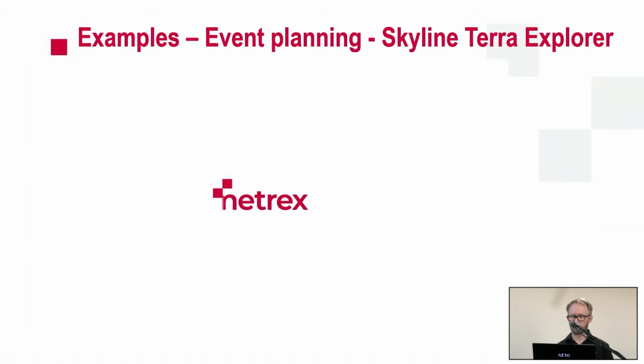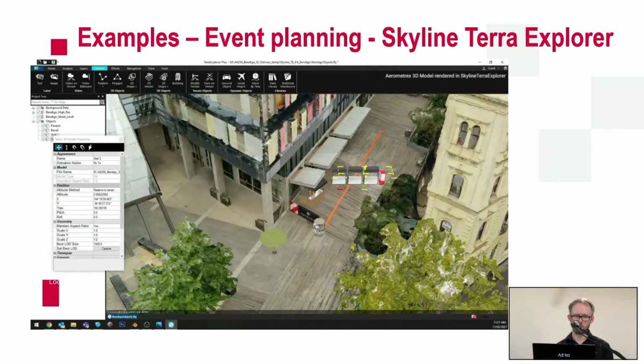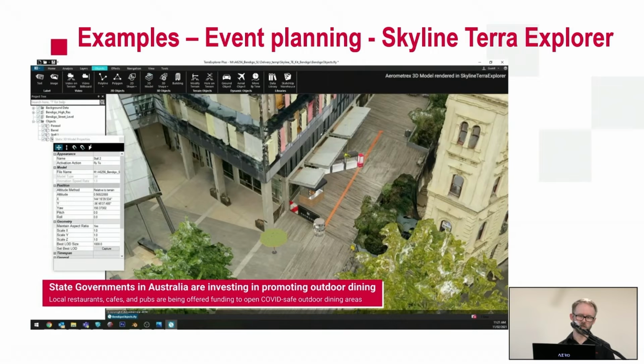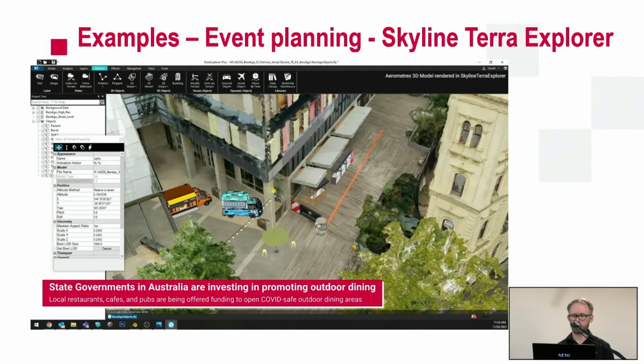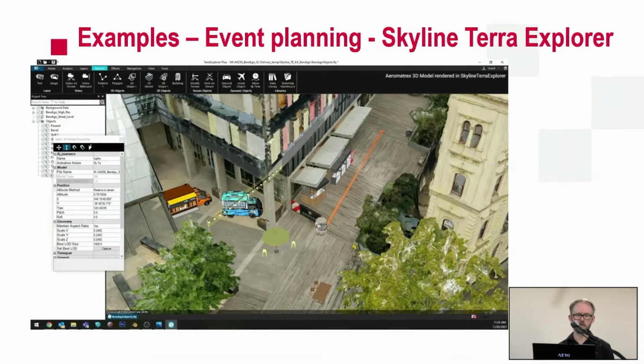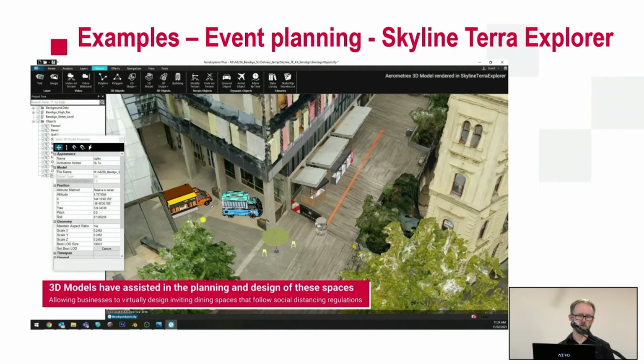The next example we wanted to show was how this sort of rich spatial data can be used for some of the event planning type scenarios. With COVID being a reality from the last couple of years, there were some events that required, when restrictions were easing, the promotion of outdoor dining experiences.